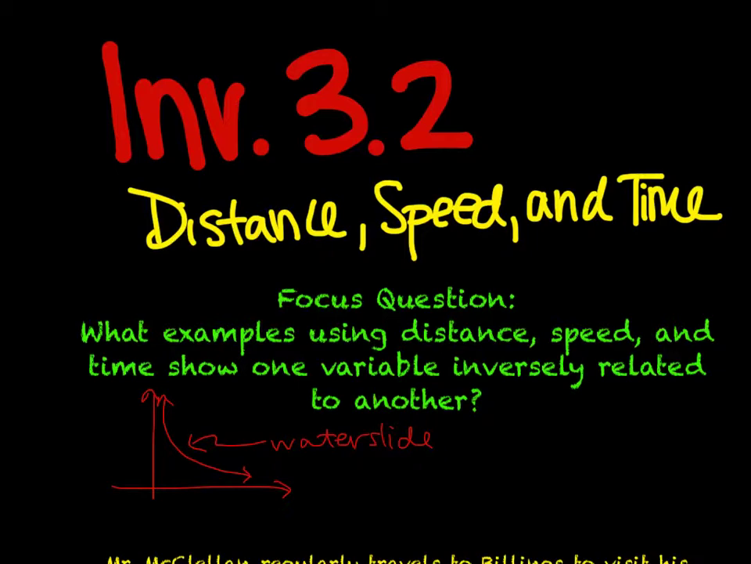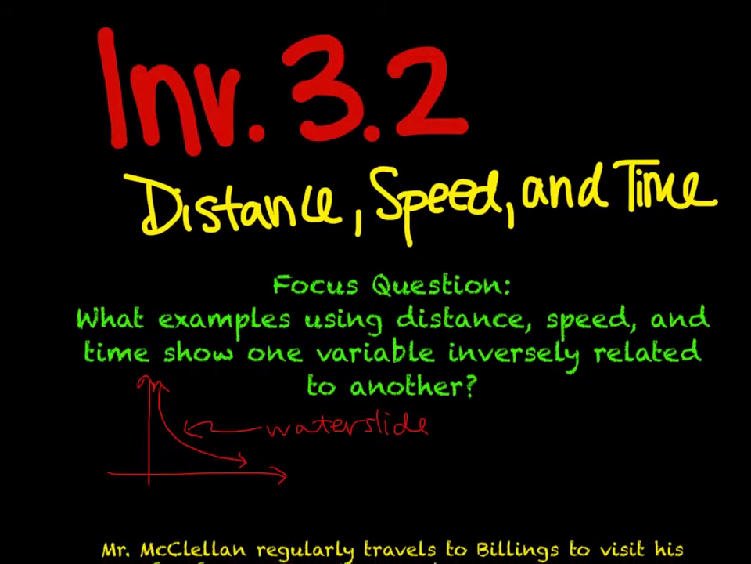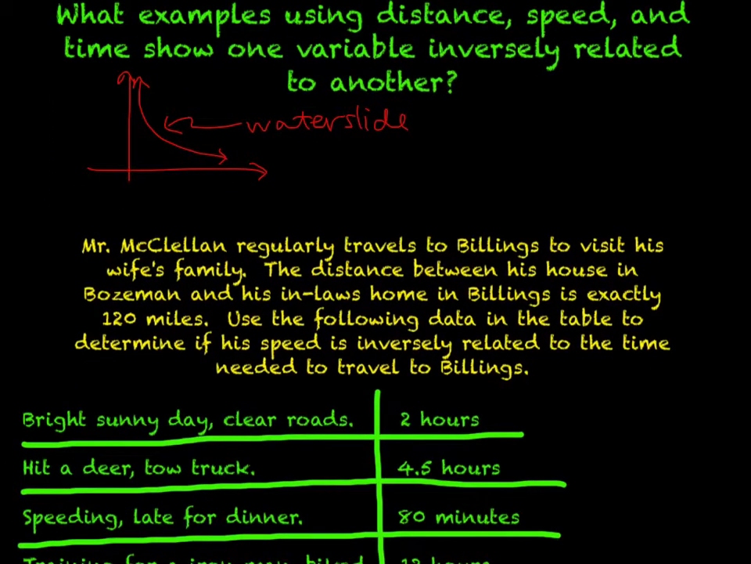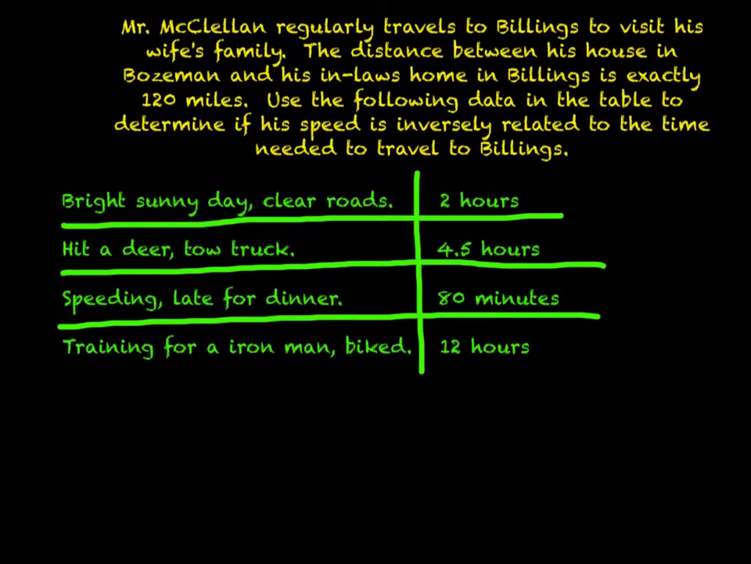So let's look at a few examples that we can try to sink our teeth into. We have Mr. McClellan, our assistant principal. He regularly travels to Billings to visit his wife's family. The distance between his house in Bozeman and his in-laws' home in Billings is exactly 120 miles. Use the following data in the table to determine if his speed is inversely related to the time needed to travel to Billings. So we have 4 different scenarios.